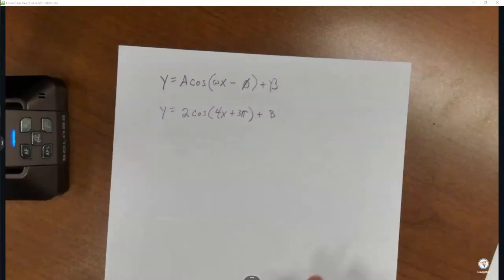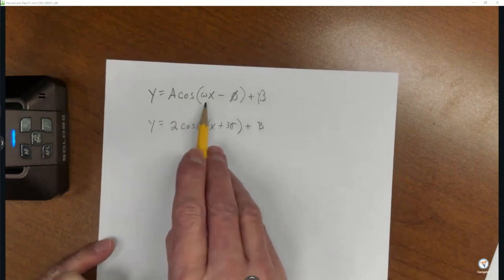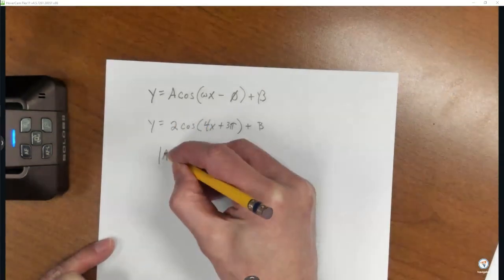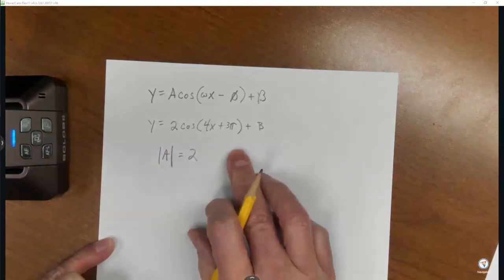Okay, guys, we're going to try another one here, and I'm going to go a little faster. So our model in this case is the cosine. We can see already that the amplitude is 2.